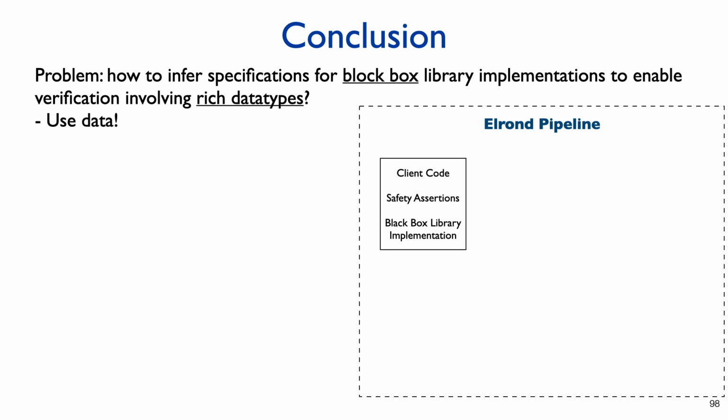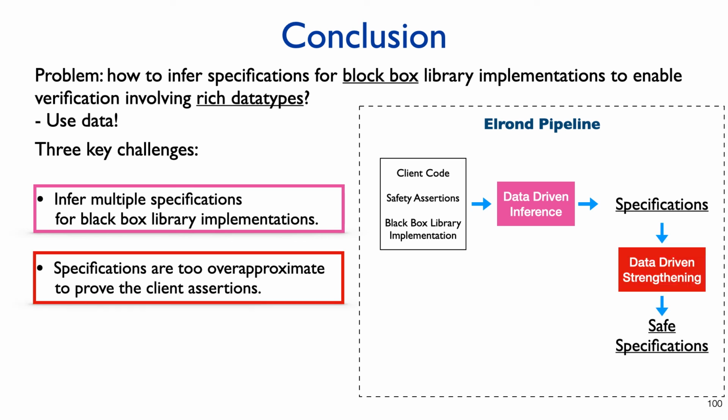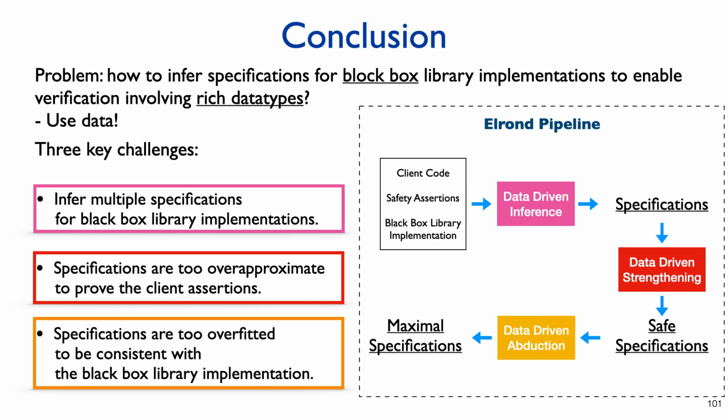Our pipeline takes the client code, safety assertion, and black box library implementation as inputs, and solves 3 key challenges. The first is to infer multiple specifications for the black box library implementation. Our solution is data-driven inference. The second challenge is to overcome overapproximation. Our solution is to use data-driven strengthening. The third challenge is to overcome overfitting. Our solution is to use data-driven abduction.